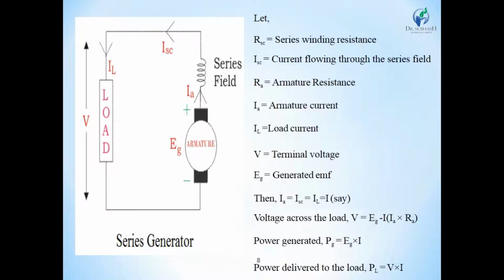Now we apply KVL to the equivalent circuit. So we get E is equal to IA into RA plus IS into RS plus IL into RA. But here we know that IA is equal to IS is equal to IL. So we can write that E is equal to IA into (RA plus RS plus RA), where IA is equal to the current through the series field winding.